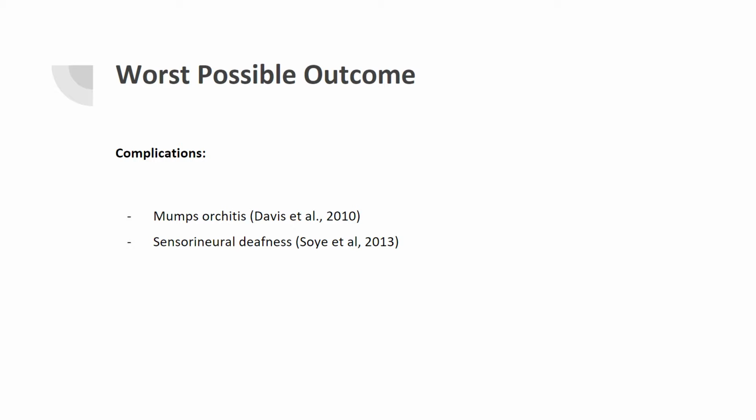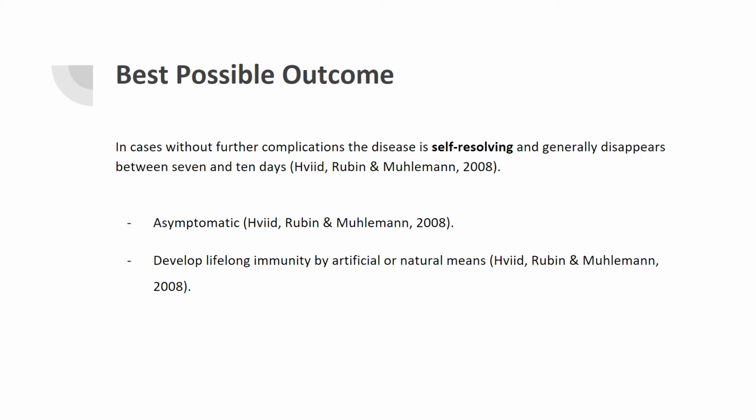Mumps can also attack the central nervous system, causing meningitis, which can bring about sensorineural hearing loss, which is caused by the virus damaging the cochlea. Although this complication is rare, it is also profound and incurable.